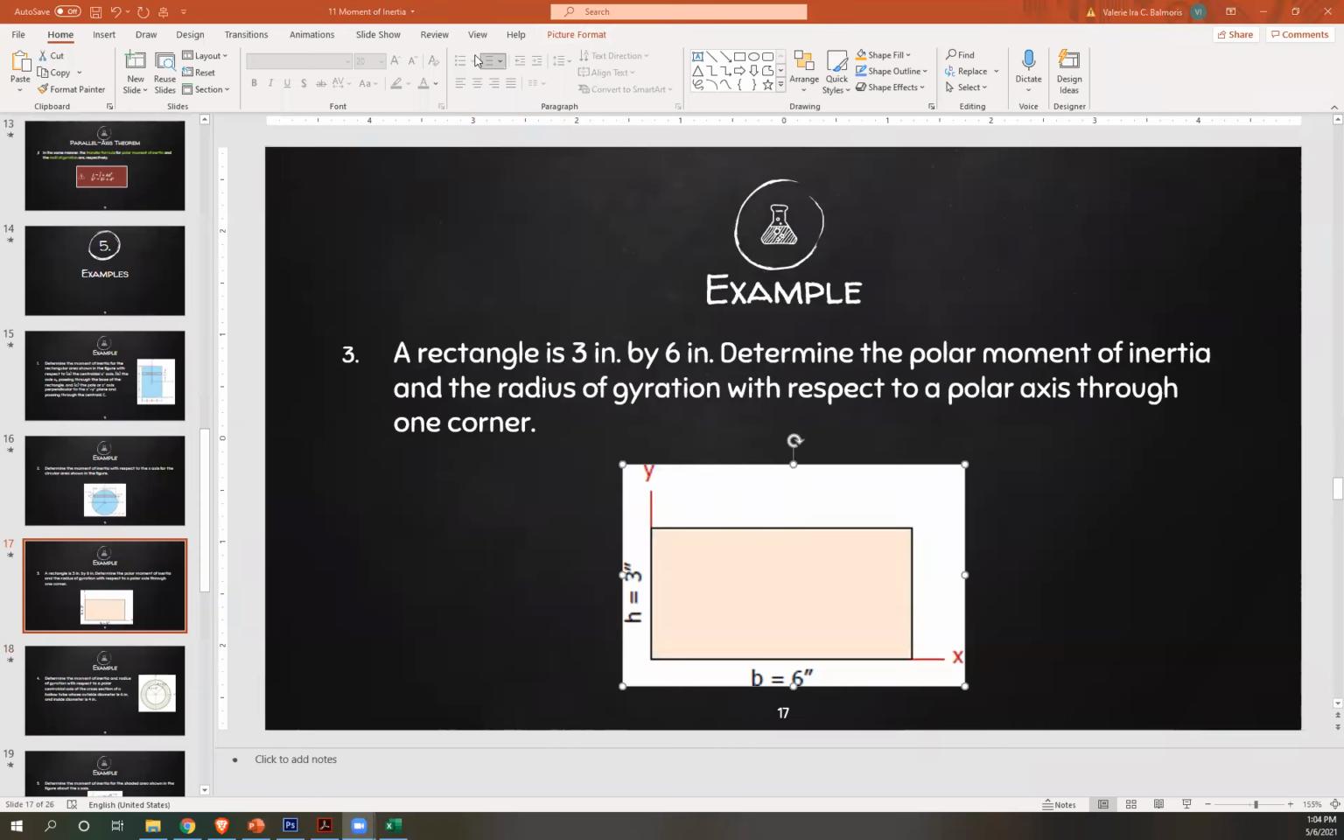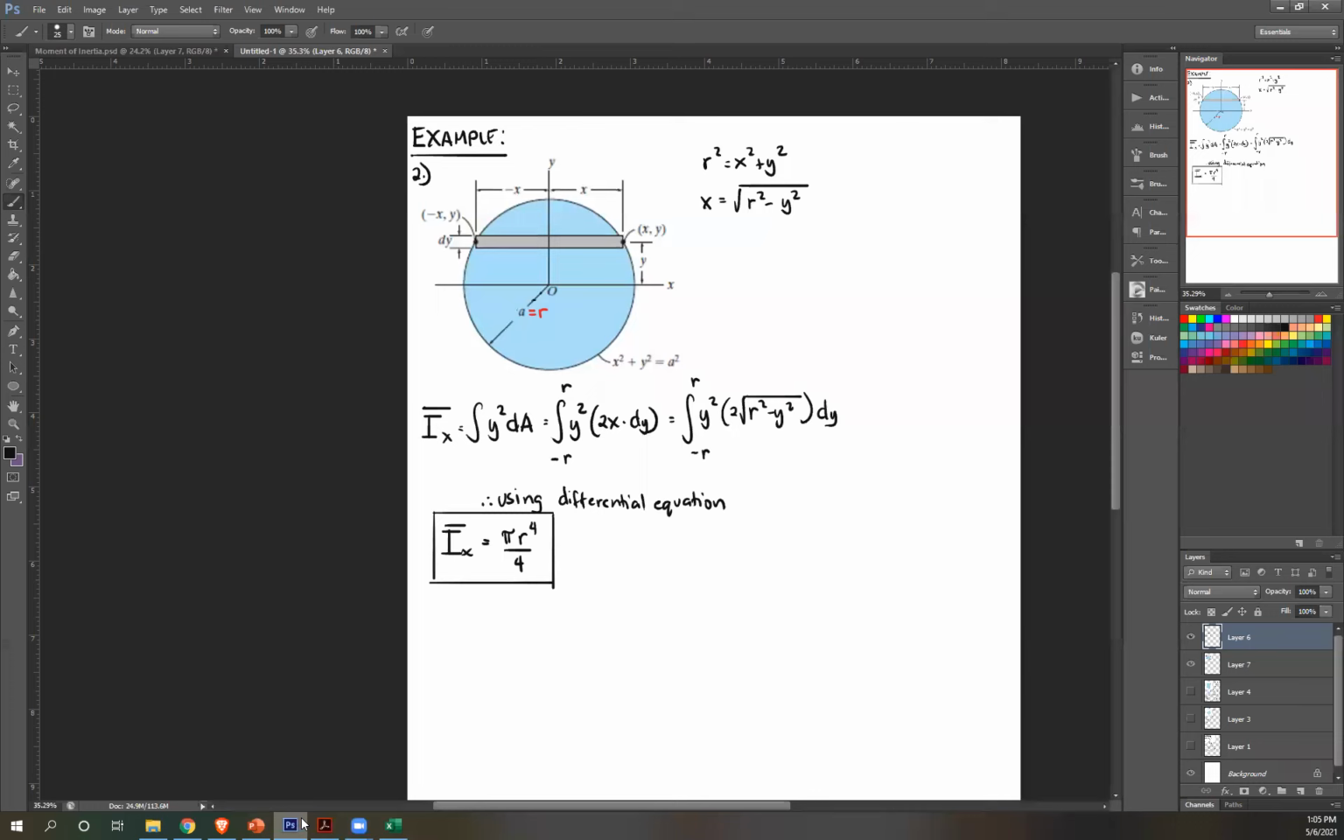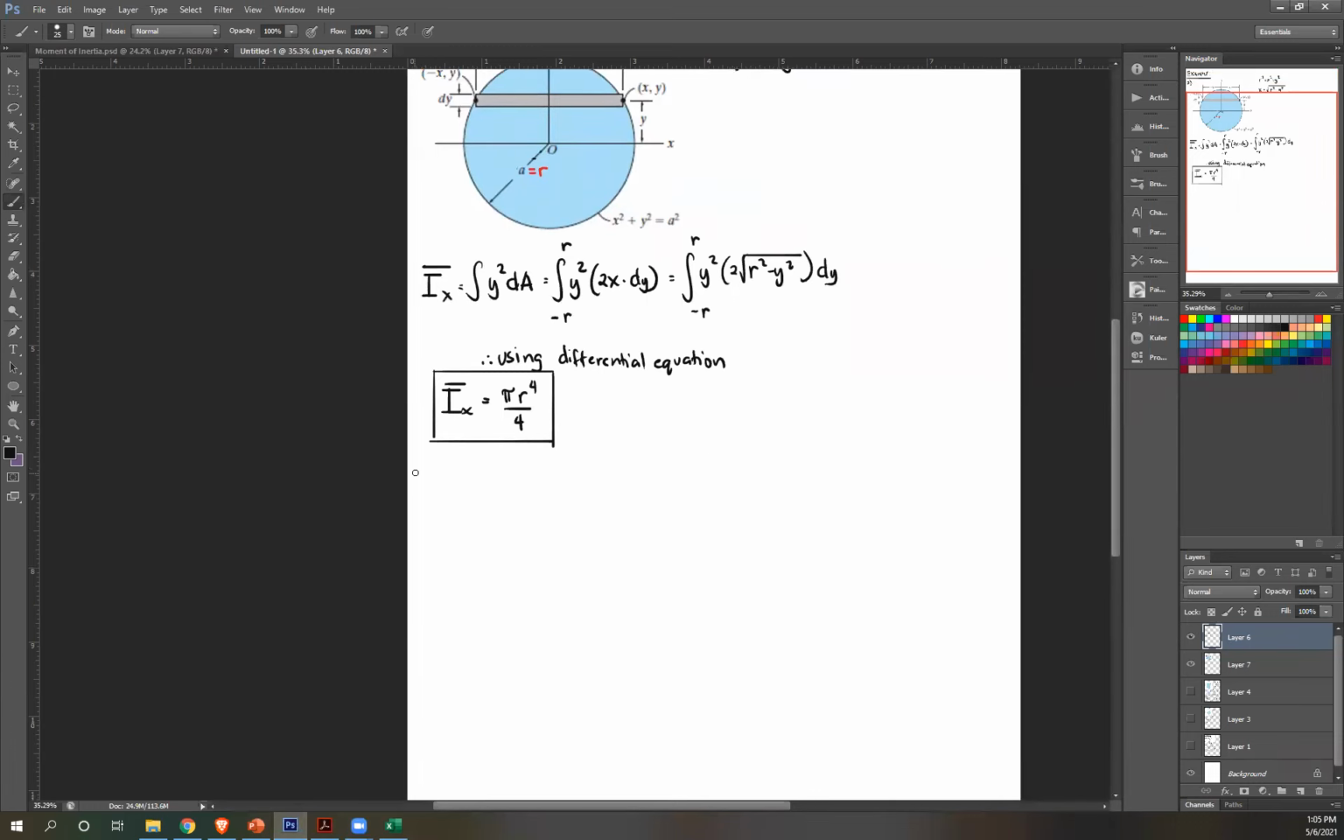Okay, number 3. The rectangle is 3 inches by 6 inches in height. Determine the polar moment of inertia and the radius of gyration with respect to a polar axis through one corner. Now we have values, it's not variables anymore. So let's solve the polar moment of inertia of this rectangle, as well as the radius of gyration.